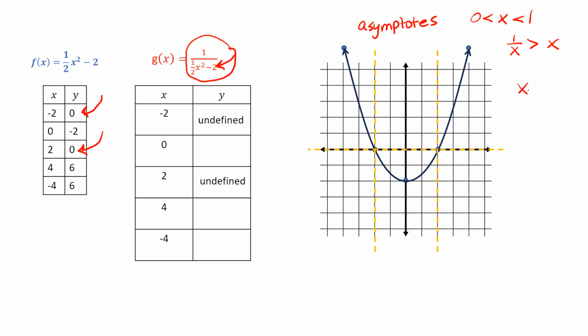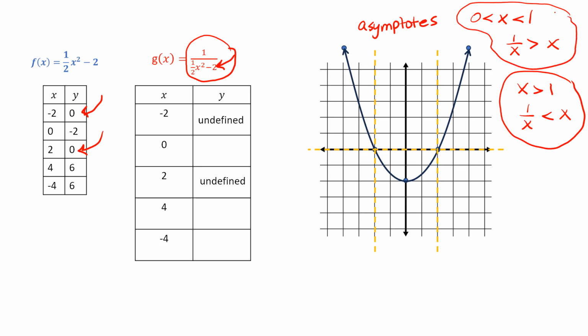But if x is greater than 1, the reciprocal is less than x. So if you have a number like 50, 1 over 50 is less than 50. All right, so it's important to know these two facts. And it's also important to just know that when you have a reciprocal, the bigger the denominator gets, the smaller that fraction gets.